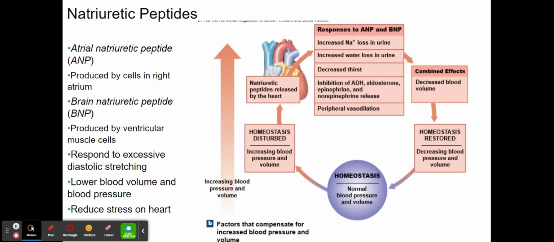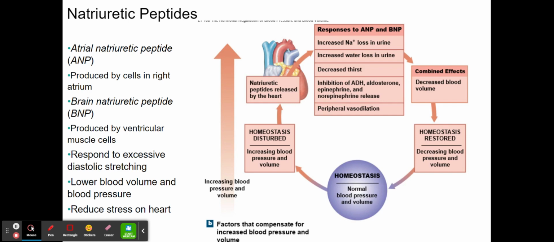Cardiac muscle cells in the walls of the right atrium of the heart produce atrial natriuretic peptide, or ANP, in response to excessive stretching during diastole. Ventricular muscle cells exposed to comparable stimuli produce a related hormone called brain natriuretic peptide, or BNP. These peptide hormones reduce blood volume and blood pressure.